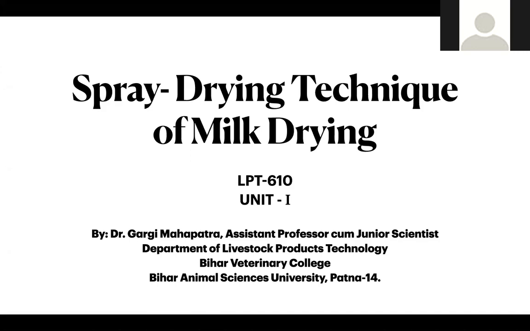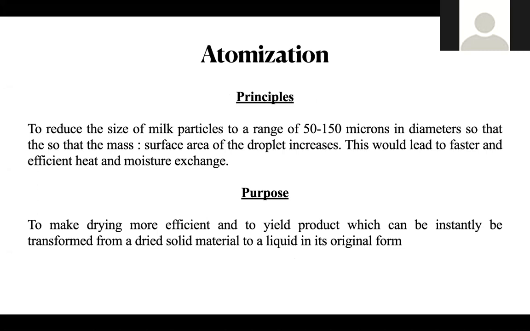and milk products. Okay? So, as you know, there is a basic difference between drum drying and spray drying. In drum drying, what we do? We pour the concentrated milk over a heated drum. That concentrated milk makes a thin film, which is scraped out and then turned into powder. Whereas in spray dried milk, we follow a concept of atomization.